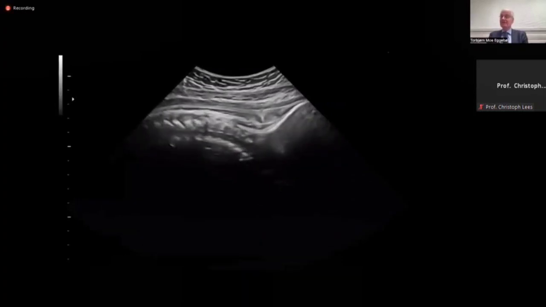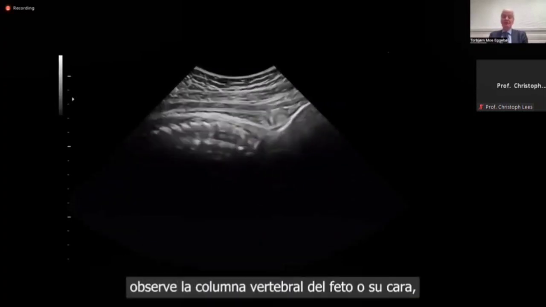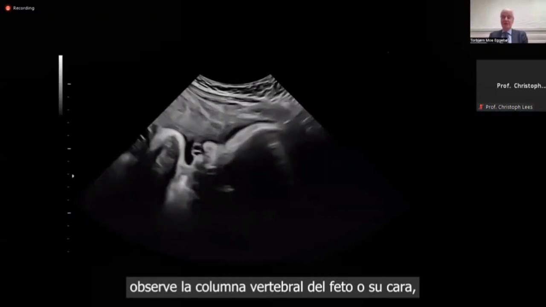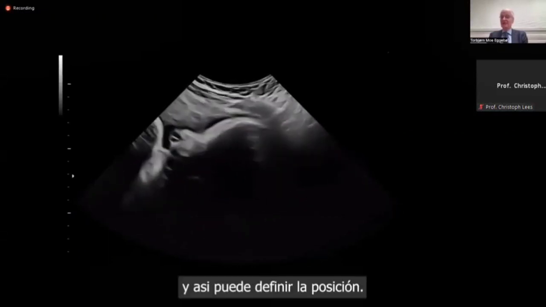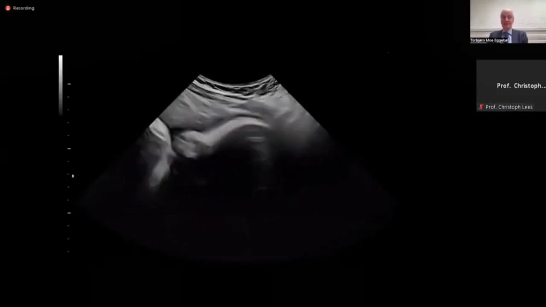If you still think it's difficult, do a longitudinal scan, observe the fetal spine or the fetal face, and then you can define the position.